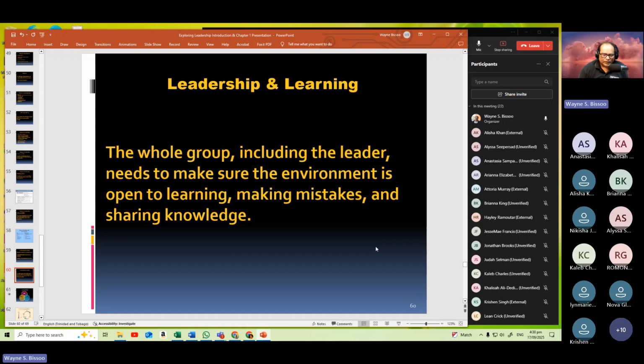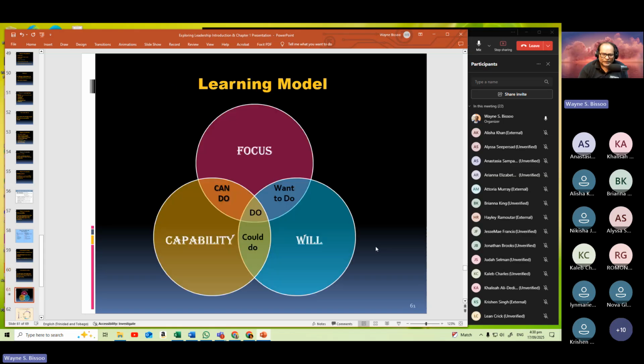And in order to do that, we have to recognize, from various learning models, what is happening. So this learning model talks about three components: your focus, your willingness, and your capacity or your capabilities. The intersection of the three is what you end up being able to do. So the model is saying that in order for us to be able to do things, we have to blend together our focus, our willingness, and develop the capacity or the capability to do something, which means putting things into practice and learning from it.